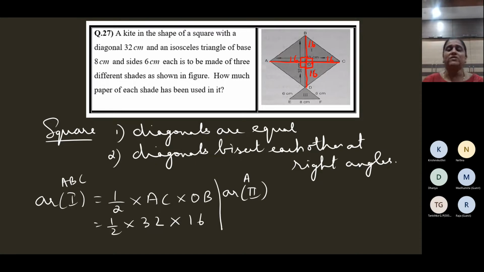Name the triangle which is marked region 1. Okay, let me clear the slide for you. Anybody who wants to take a screenshot can take it now. I'm going to clear the slide. If you want the slide with this information, take a screenshot now.